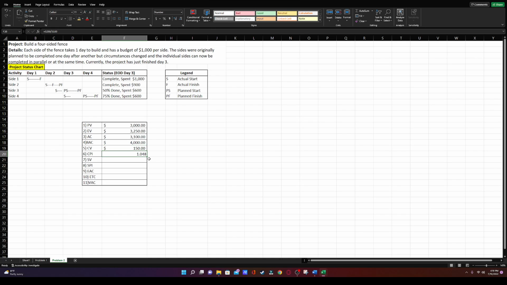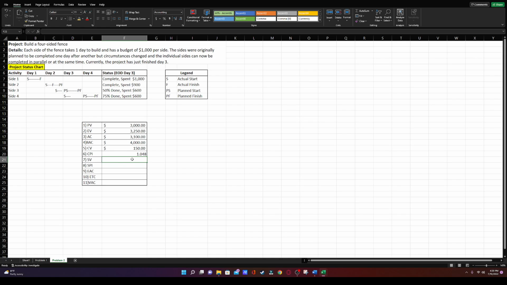And we can see that it's a 1.048. For instance, this on a different project, having a cost variance of $150, can be a 1.01, right? So the CPI is very good for really showing the impact of whether we're ahead or behind on the overall project. All right, schedule variance.